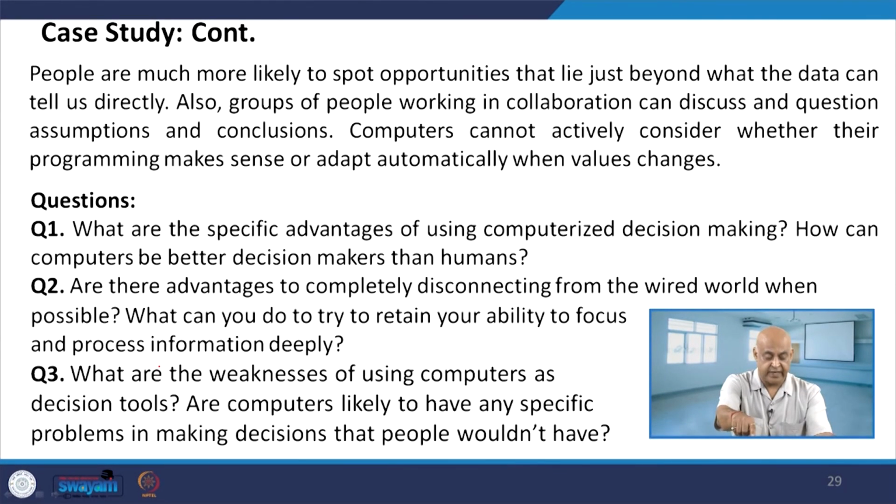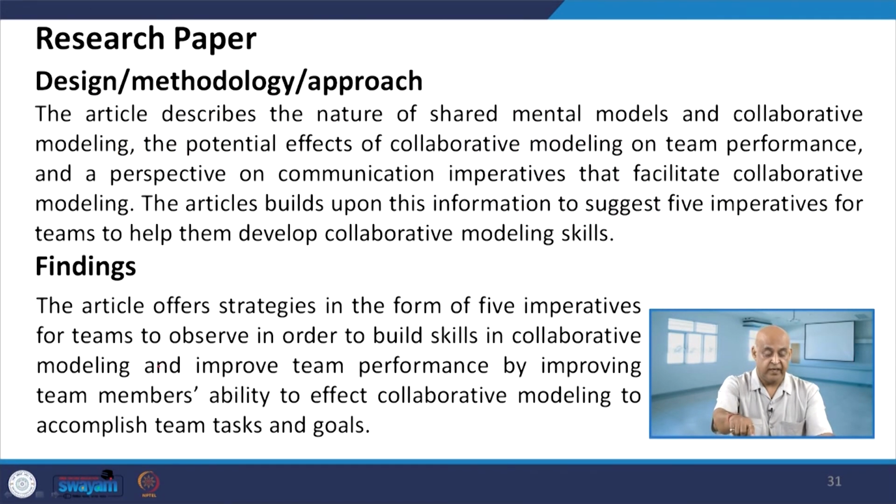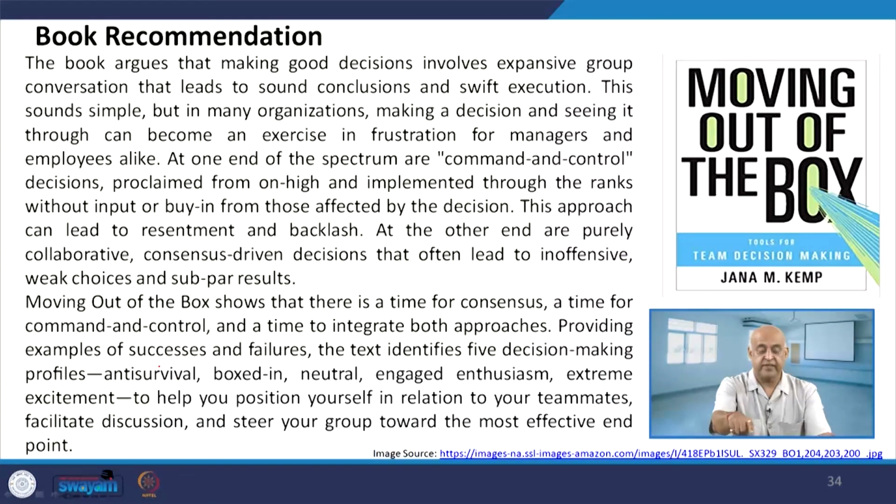This is a research paper, improving team decision making performance with collaborative modeling, and this is the design methodology, approach and findings about this particular research paper. And finally, this is the book Moving Out of the Box, which you can refer to for tools for team decision making, and there are different models which have been suggested. You can take the basis on these particular readings and try to find out how you can take the decisions. These are the references for your further studies.